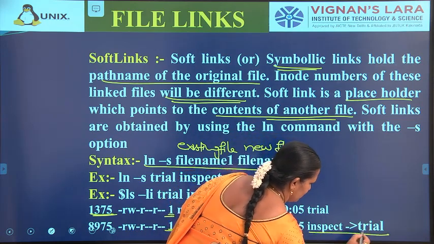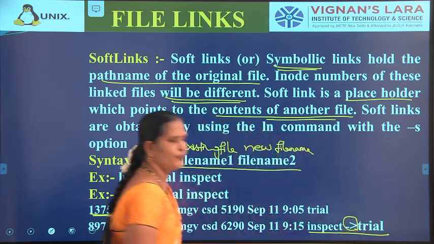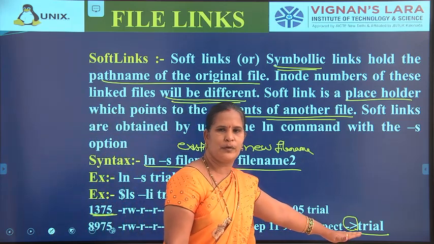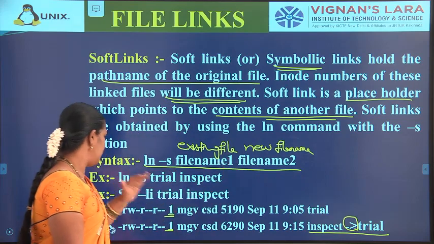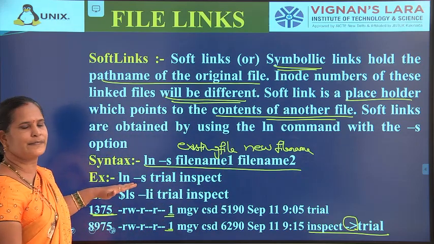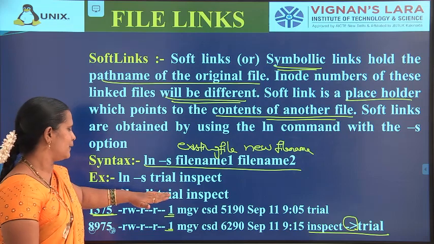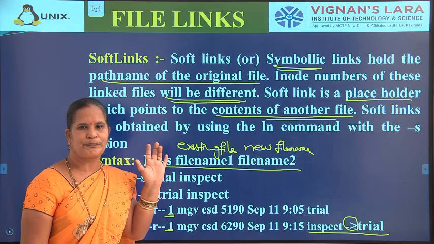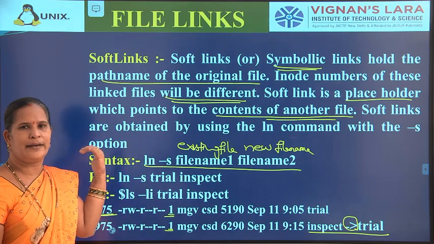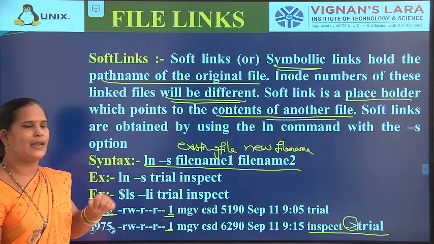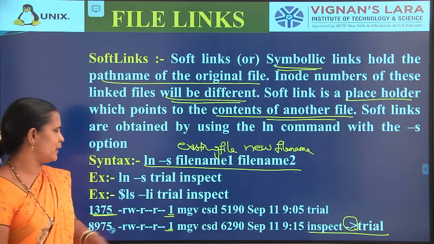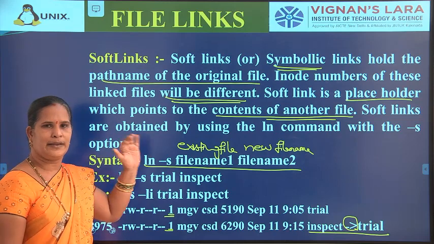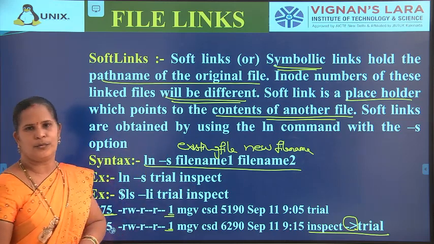Here we have to check this symbol, the arrow. These 3 points we have to check. Here the soft link is established. These 3 points we have to check by issuing ls space hyphen li space trial space inspect. Like this we have to check the link information and inode numbers by using the ls space hyphen li command. This command takes 2 file names as arguments: first one is an existing file and second one is the new file name.